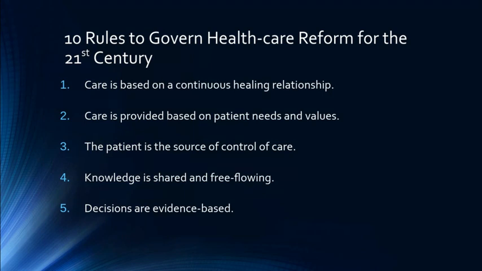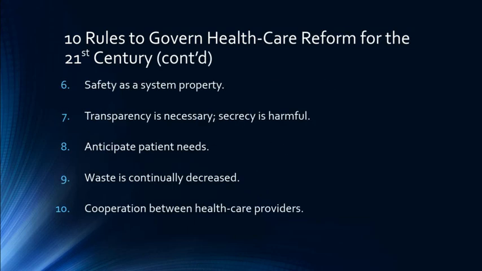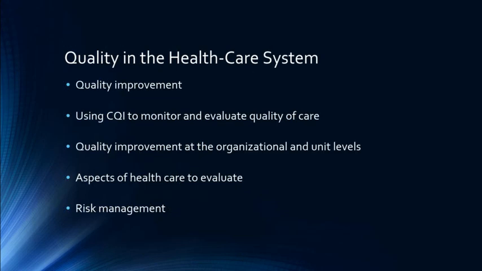Ten rules to govern healthcare reform for the 21st century. Care is based on a continuous healing relationship. Care is provided based on patient needs and values. The patient is the source of control of care. Knowledge is shared and free-flowing. Decisions are evidence-based. Safety as a system property. Transparency is necessary. Secrecy is harmful. Anticipate patient needs. Waste is continually decreased. Cooperation between healthcare providers.